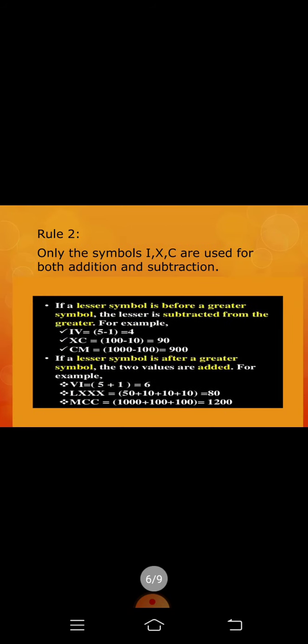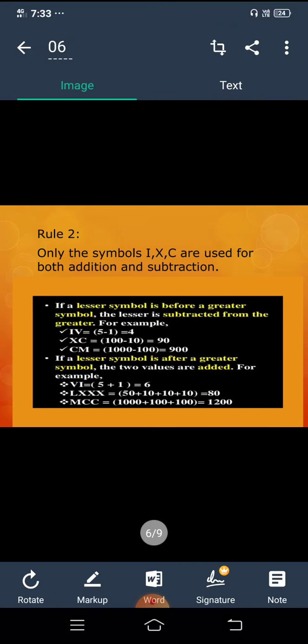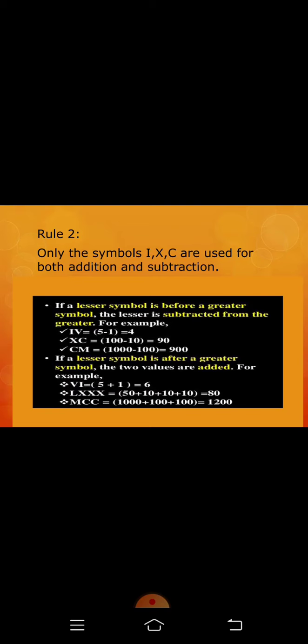Rule number 2. Only the symbols I, X, C are used for both addition and subtraction. If a lesser symbol is before a greater symbol, it is always subtracted from the greater one. Like IV. I stands for 1 and V stands for 5. So the bigger symbol is 5. So 5 minus 1 is equal to 4.